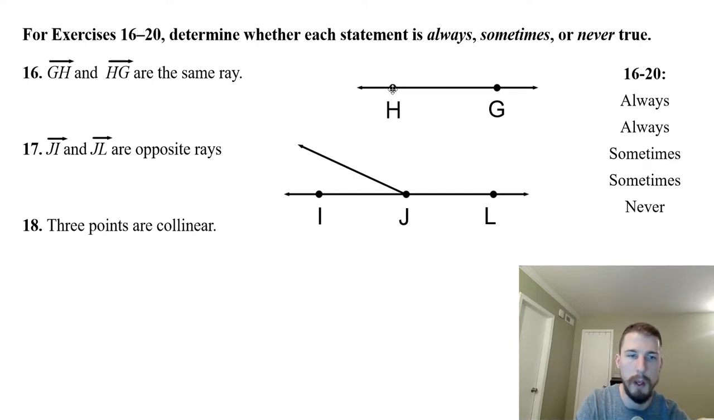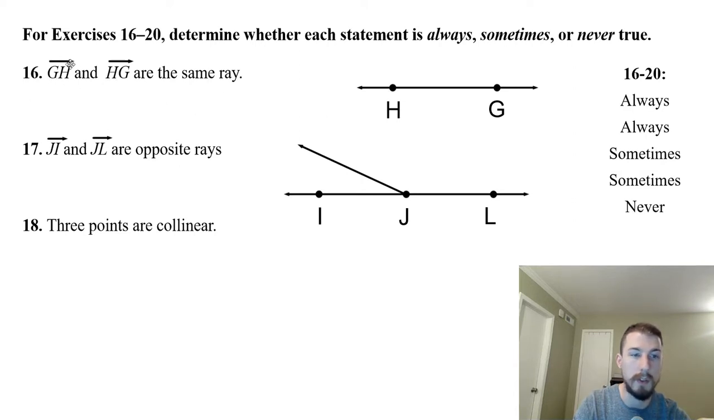So if we do ray GH, it starts at G and goes in the direction of H, and then ray HG starts at H and goes through the direction of G. So they're going, well, clearly in opposite directions, right? They're not opposite rays because they don't start in the same place. But are they the same ray? No. We know they're not the same ray because they don't start in the same spot.